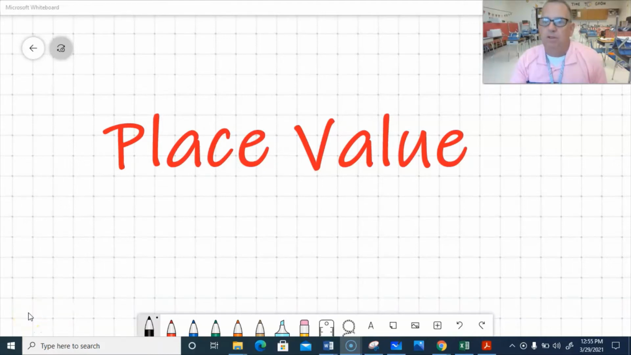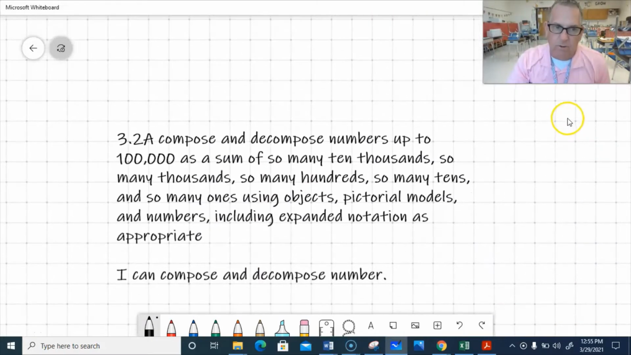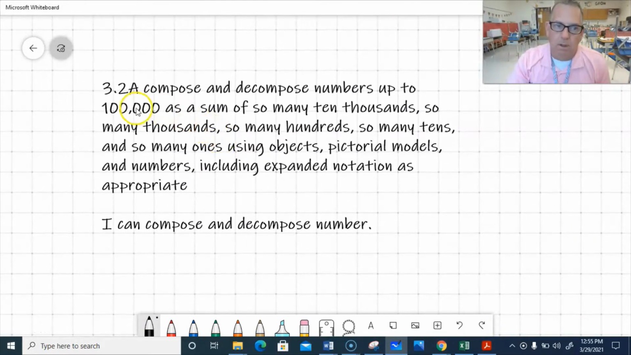We're going to be talking about place value today. And the specific skill we're going to talk about is 3.2a, compose and decompose numbers up to 100,000 as a sum of so many 10,000s, so many thousands, so many hundreds, so many tens, and so many ones using objects, pictorial models, and numbers, including expanded notation as appropriate.